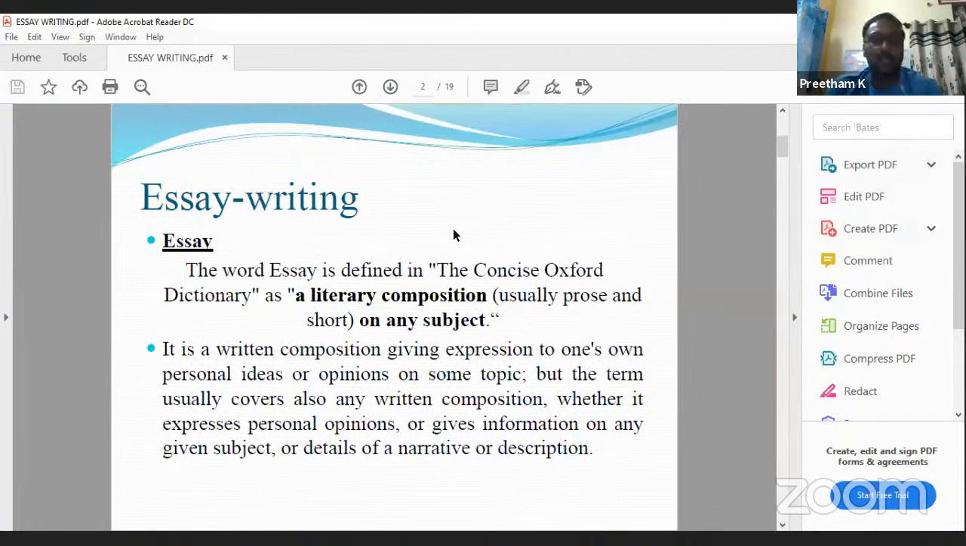So what is essay writing? The word essay is defined in the Concise Oxford Dictionary as a literary composition, usually prose and short, on any subject. It is a written composition giving expression to one's own personal ideas or opinions on some topic, but the term usually covers also any written composition, whether it expresses personal opinions or gives information on any given subject or details of a narrative or description.